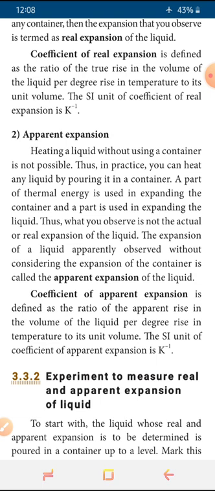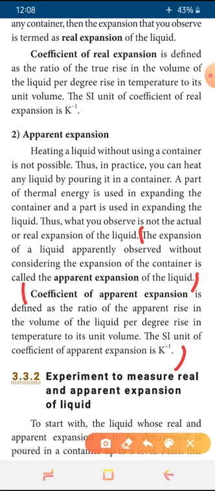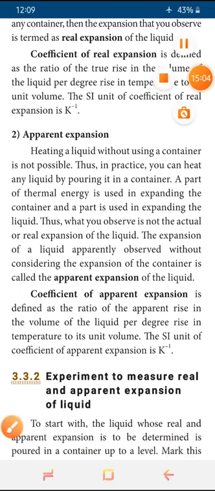This is called apparent expansion, and in terms of this we can explain the coefficient of apparent expansion: the ratio of the apparent rise in volume of the liquid per degree Celsius rise in temperature to its unit volume, and its unit is taken as K power minus 1. And one more 2 mark question from here up to here. And what is called apparent expansion? We can mark the expression too. And the next question is coefficient of apparent expansion. You can write as a question, define coefficient of apparent expansion.